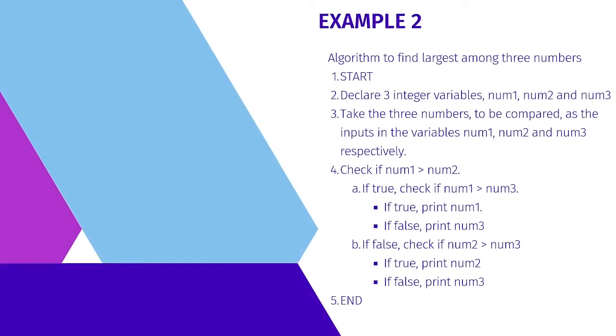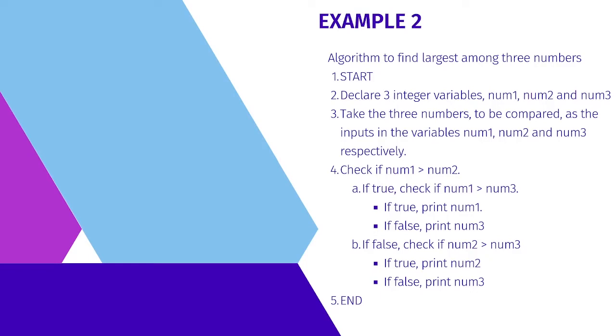So first we declare three integer variables num1, num2 and num3. We take three numbers as input from the user in this case, and we will store them in num1, num2 and num3 respectively. And then we will move on to checking the conditions. First, if num1 is greater than num2, if this condition is true, we will check if num1 is greater than num3 also. If that is also true, we will print num1, otherwise print num3.